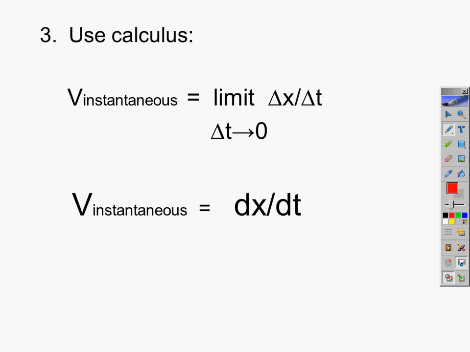So the average speed is very easy to calculate: change in distance over change in time. Instantaneous speed can either be approximated on the graph by drawing the tangent line, or found by using calculus. Take a break, come on back. We'll be doing our lab now.